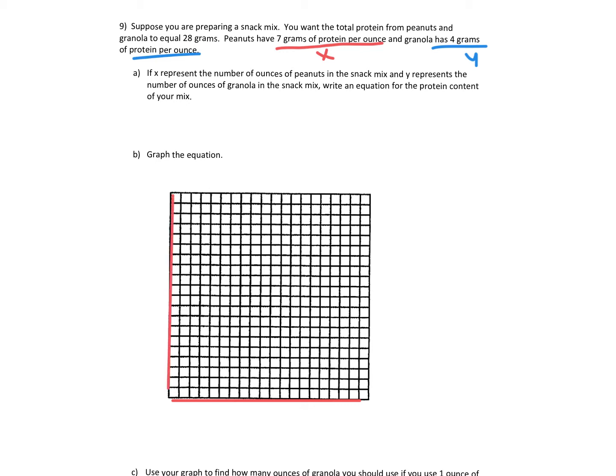And as I just said, the x-axis is going to be the number of ounces of peanuts. And since y is the number of ounces of granola, that's going to be my y-axis. Number of ounces granola.